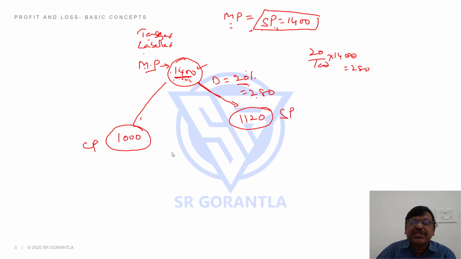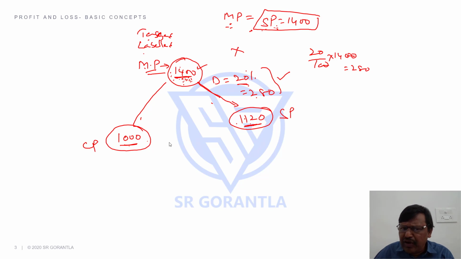Here there are three prices that we have come across: cost price, marked price, selling price. The price at which the shopkeeper bought the article is 1000 rupees, that is his cost price. The rate at which he is marking it on the product is the marked price. The rate at which finally he is selling it is the selling price. Marked price and selling price will be different if there is a discount. Marked price and selling price will be the same if there is no discount, right?